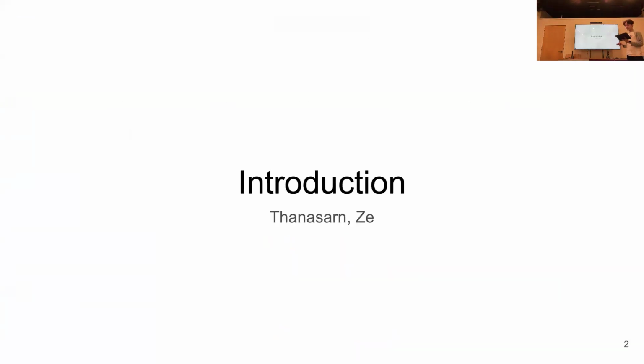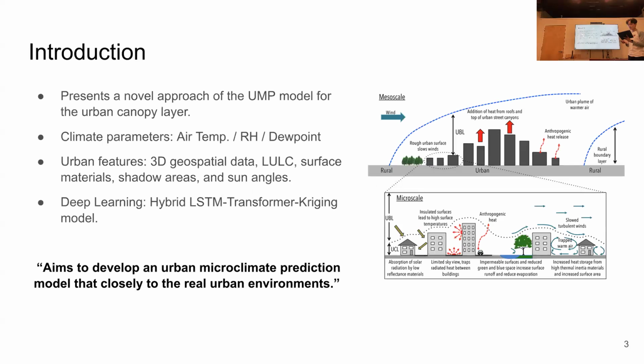Today we're excited to present a novel approach to urban microclimate prediction, focusing specifically on the urban canopy layer. Our model, the UMP model, integrates both climate parameters, including air temperature, relative humidity, and dew point, and detailed urban features. To capture the complexity of these interactions, we use a hybrid deep learning architecture that combines LSTM, transformer, and Kriging components. The ultimate goal of our work is to develop an urban microclimate prediction model that closely reflects real urban environments, improving both accuracy and applicability in real-world settings.